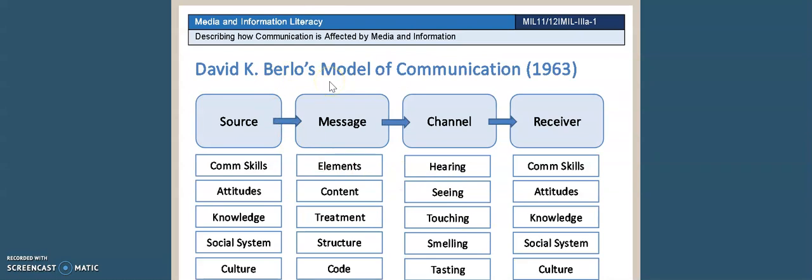Developed by David Berlo, it is considered as an expansion of Shannon and Weaver's model of communication, also known as the SMCR model. It considers different factors under each communication element.